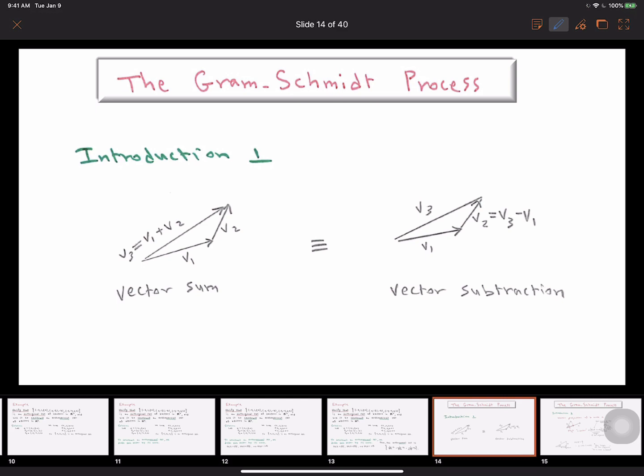If you remember the vector sum, the vector sum says if you have V1 and you want to add it to V2, you get the net right here, which is a diagonal inside a parallelogram. So V3 is V1 plus V2. That's called the vector sum. If you want to solve for V2, V2 is going to be V3 minus V1. So now we are looking at vector subtraction.